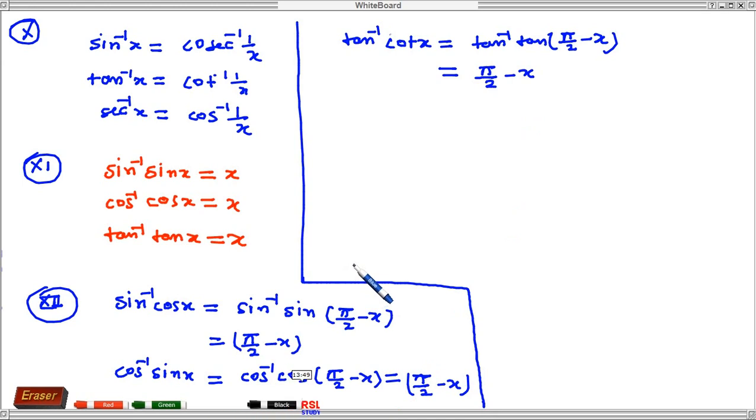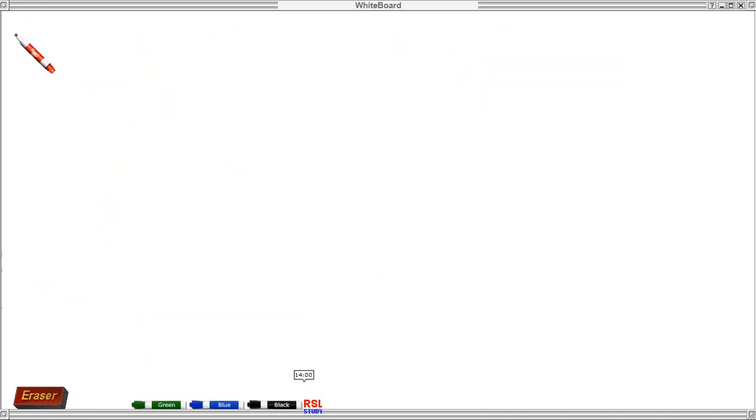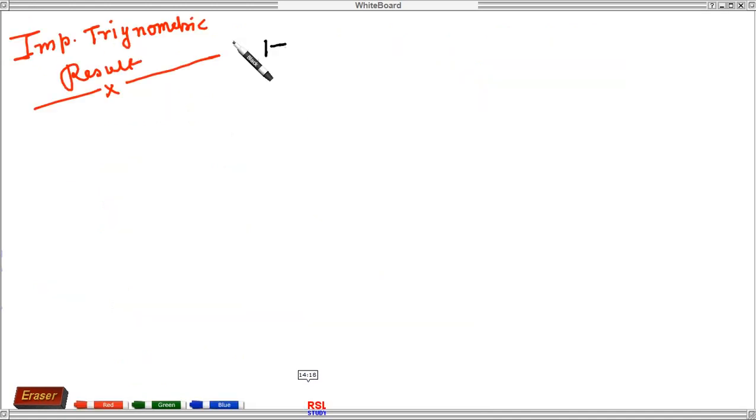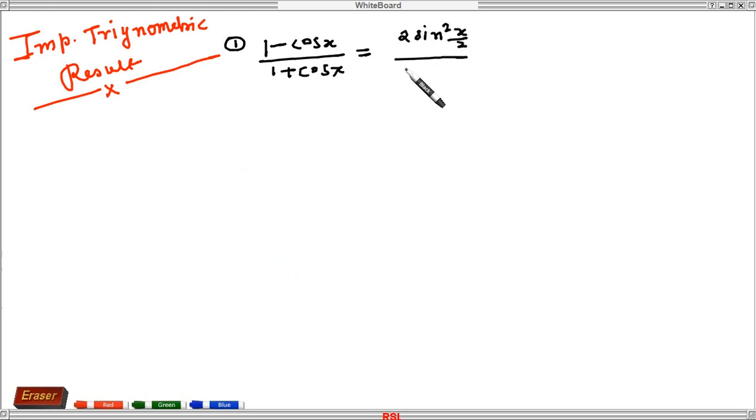In this chapter we have mainly seen a number of formulas. Important trigonometric result: the square root of 1 minus cos x over 1 plus cos x can be written as 2 sin square x by 2 over 2 cos square x by 2. So finally this will be tan inverse x by 2.